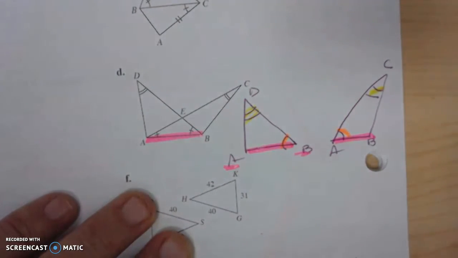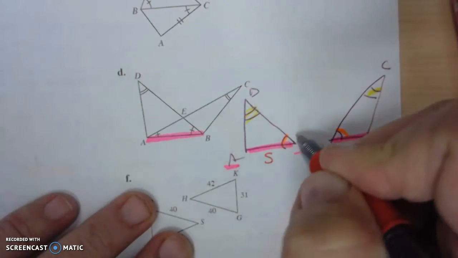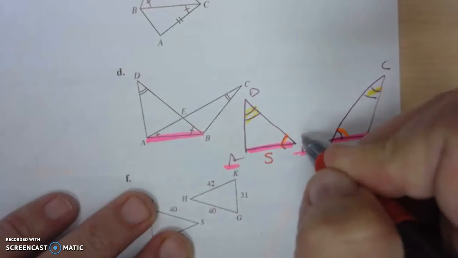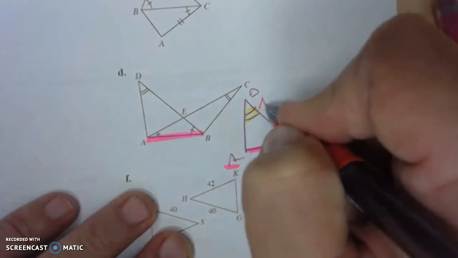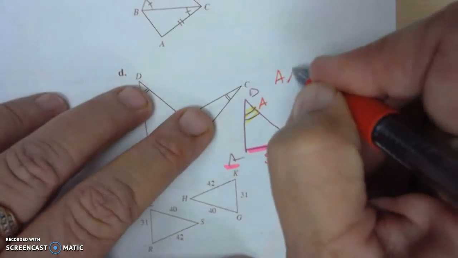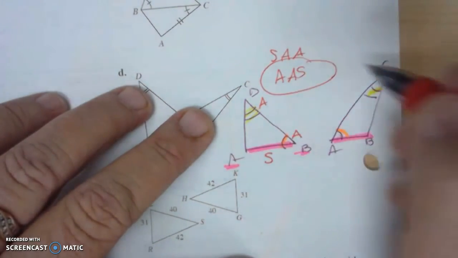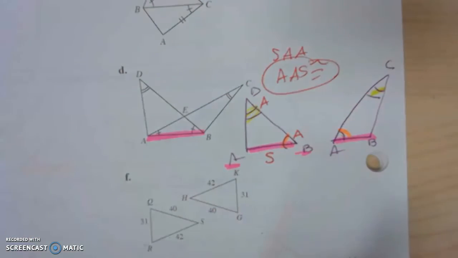Let's label them. We have a side here. We have an angle that matches with this angle and another angle that matches here. Side, angle, angle. Well, that's not really one, but angle, angle, side is usually how you write it. So angle, angle, side congruency theorem.